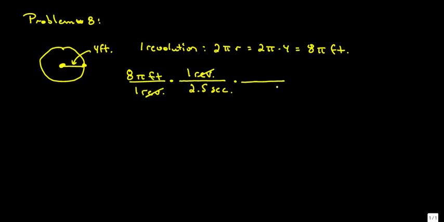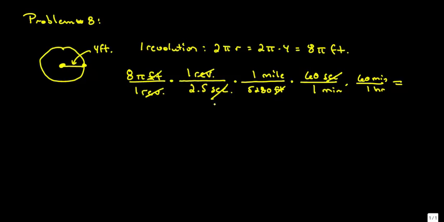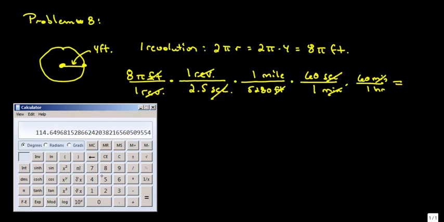But we want this in miles per hour. So I need miles on the top. I know that there are 5,280 feet in 1 mile, and now my feet cancel out. So now I've got miles per second. Now I need to get that in hours. So on the top, there are 60 seconds in 1 minute, and there are 60 minutes in 1 hour. And so now my seconds cancel out, and my minutes cancel out. My units on top are miles, and on the bottom, hours. So we just need to multiply straight across.